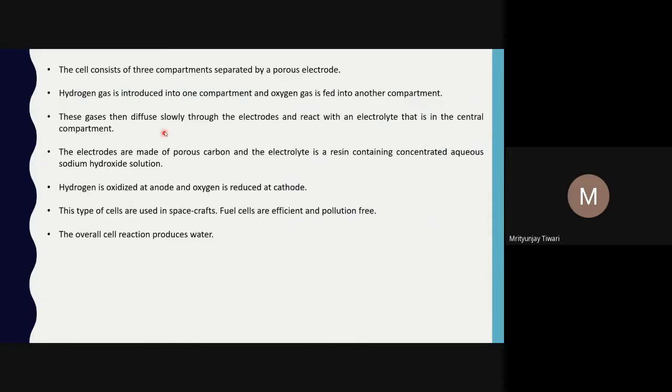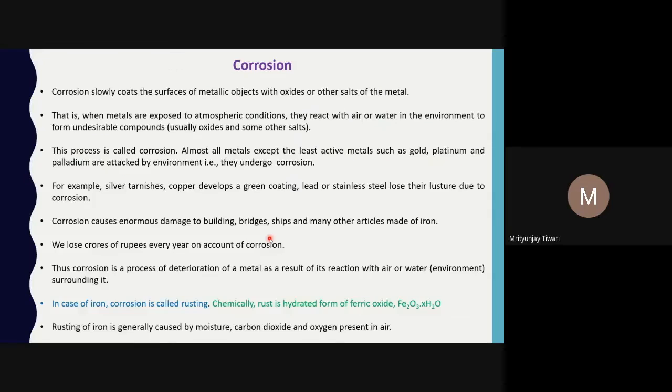And these gases then diffuse. And the electrodes are made up of porous carbon, and the electrolyte is a resin containing concentrated aqueous sodium hydroxide solution. Hydrogen is oxidized at the anode and oxygen is reduced at the cathode, and this is what we have seen. This type of cell is used in spacecraft. Fuel cells are efficient and pollution free. The overall cell reaction produces water, and that we have also seen.